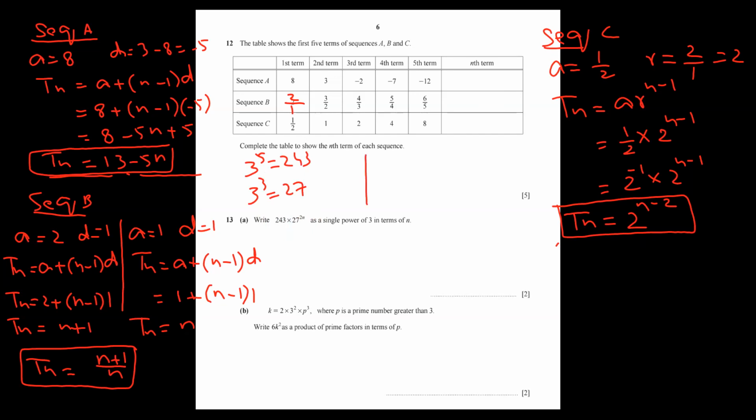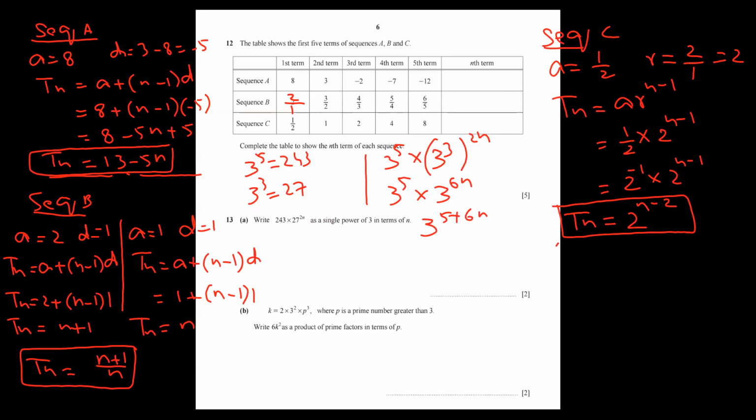So what I'm getting after that is 3 to the power 5 into 3 to the power 3, but make sure the power n goes on the top. 3 to the power 5 into, and power to power, they multiply, so 3 to the 6n. And with the same base, when they multiply, powers always add. So it means 3 to the power 5 plus 6n is the answer of part A.